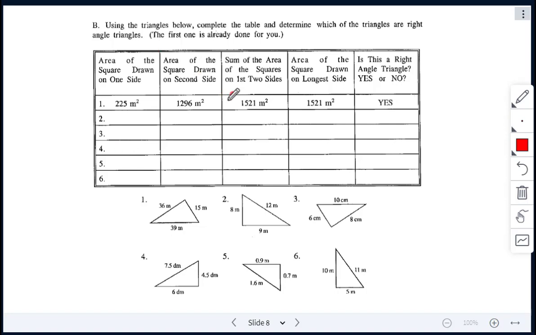Okay, and you should get 1521. Everybody's tried that in their calculators? Okay, now take the area of the longest side, which is 39.